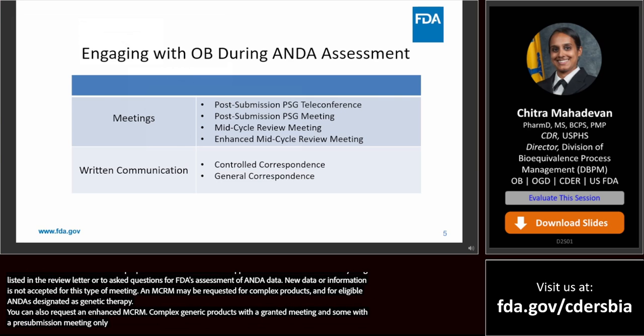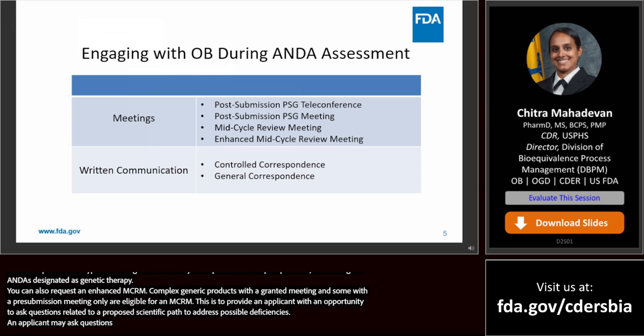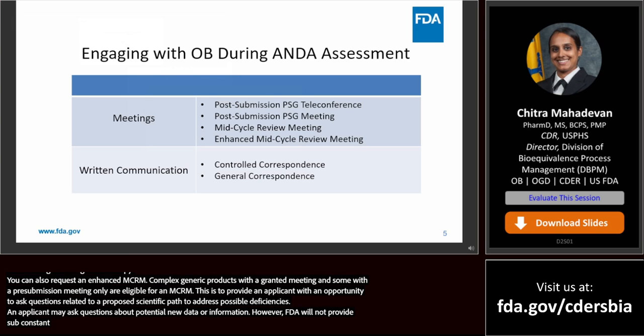And the purpose of this type of meeting is to provide an ANDA applicant with the opportunity to ask questions related to a proposed scientific path to address possible deficiencies that have been identified in the mid-cycle DRL. An applicant may ask questions about potential new data or information, which FDA will discuss at the meeting. However, FDA will not provide substantive assessment at this meeting. The goal date will be extended by 60 days, and the DRL response due date will be recalculated from the EMCRM date. So for instance, if the initial DRL response due date was 30 days, now the response will be due 30 days after the date of the EMCRM.